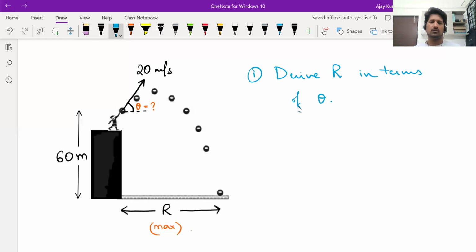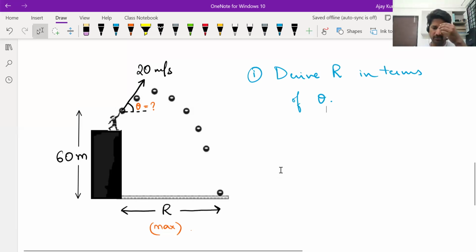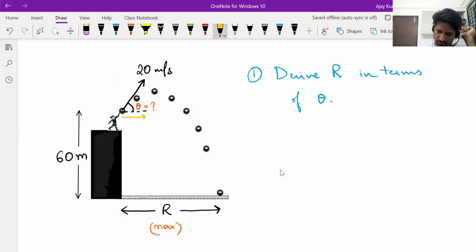Okay, do this, all of you. The speed of projection is 20, keep it 20 itself. The height from which it is projected is 60, keep it 60 itself. Try to derive an expression for range. I'll give you some hints. You can resolve the initial velocity into two components. Write the components, all of you.